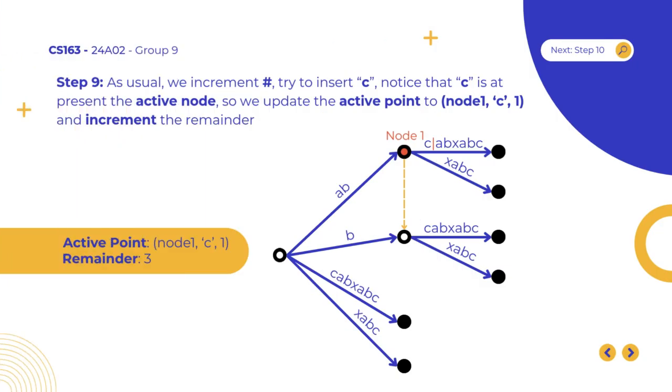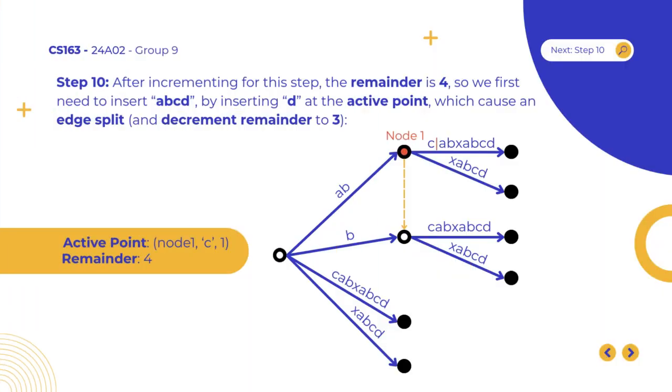Step 9. As usual, we increment the position. We try to insert the C. We notice that C is already there next to the active node. So we update the active point to node 1 C1 and increment the remainder. We just see that we are stepping through the step without actually adding in the suffix. So step 10, we will add in all of the suffixes.